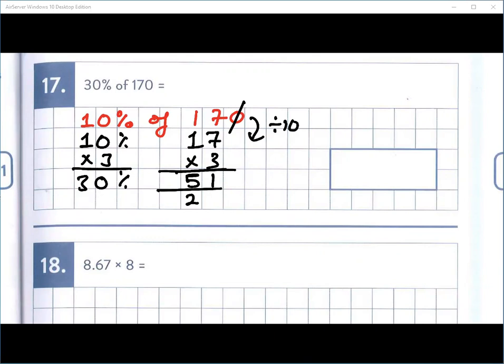Okay, so let's do it step by step. Don't rush it. 7 times by 3 is 21. Then 1 times by 3 is 3. Add the 2 is 5. But the final answer is 51. Okay, thank you, Zaki.